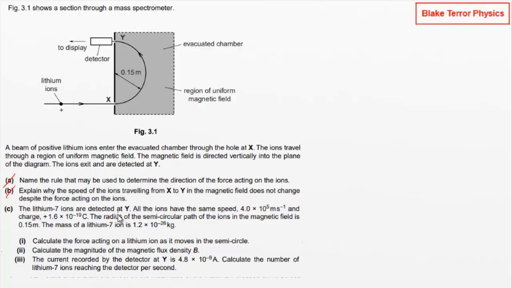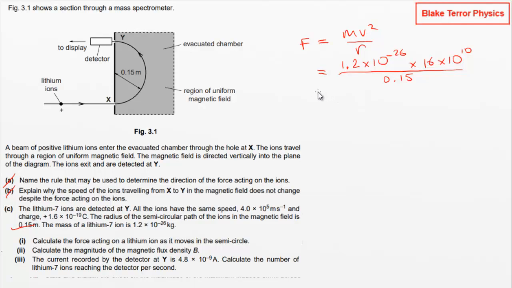The lithium-7 ions are detected at Y. All the ions have the same speed and charge, and the radius they have marked on the picture. That's what I was looking for at the beginning of the question. They've also given us the mass. Calculate the force acting on a lithium ion as it moves in the semicircle. So this is just classical mechanics, mv squared over r. Our mass is 1.2 times 10 to the minus 26. Then we've got 4 times 10 to the 5 squared, so that's 16 times 10 to the 10. And then we're dividing by 0.15.